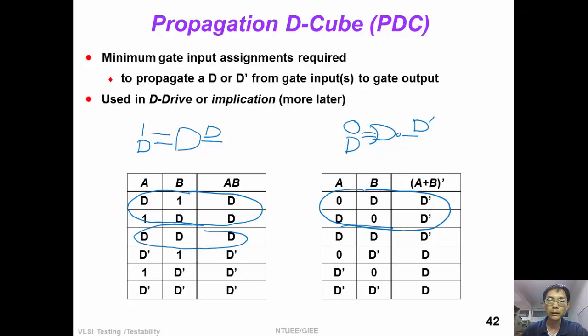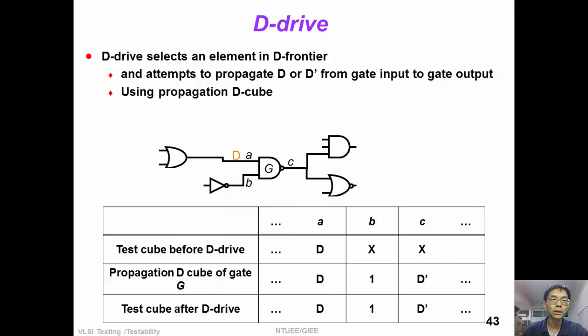Alternatively, we could have 2 Ds at the gate input to generate a D' at the gate output. A D-drive selects a gate in the D frontier and tries to propagate D or D' from gate input to gate output.